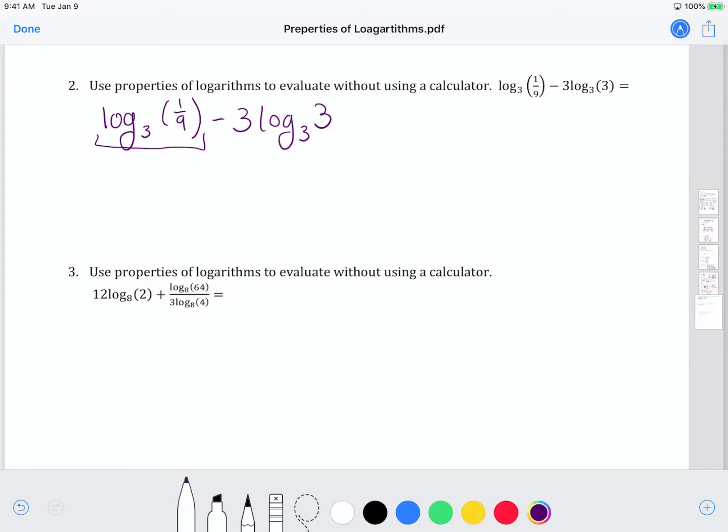So what this log base 3 of 1/9 is asking me is, what exponent would I need to raise 3 to in order to get 1/9? Well, if I take 3 and square it, that gives me 9. But in order to have an exponent that flips my fraction upside down and makes it the reciprocal, it would have to be a negative exponent. So log base 3 of 1/9 would have to be equal to negative 2, because if I take 3 and raise it to the negative 2 power, that would give me 1/9.